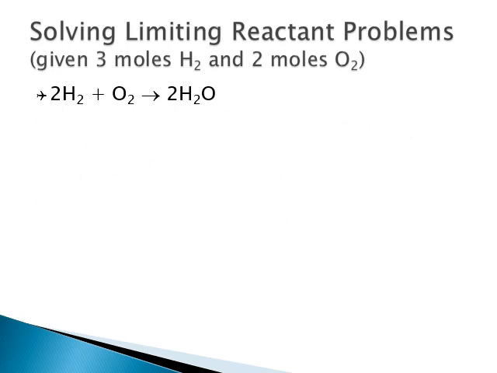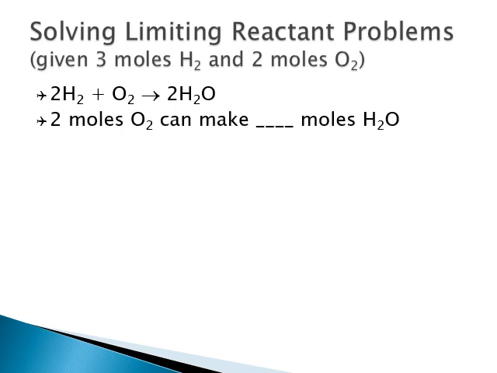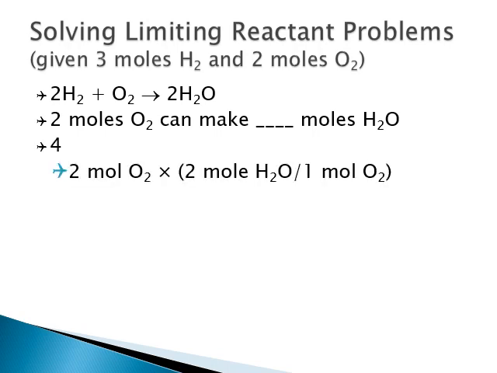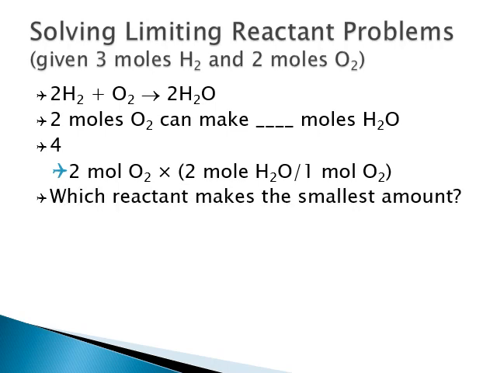Our balanced equation again. 2 moles of oxygen can make how many moles of water? That answer is 4. Notice that for every mole of O2, we get 2 moles of water. If we set this up like dimensional analysis, 2 moles of O2, which is given, our ratio is 2 moles of water for every 1 mole of oxygen. That gives us 4 moles of water.